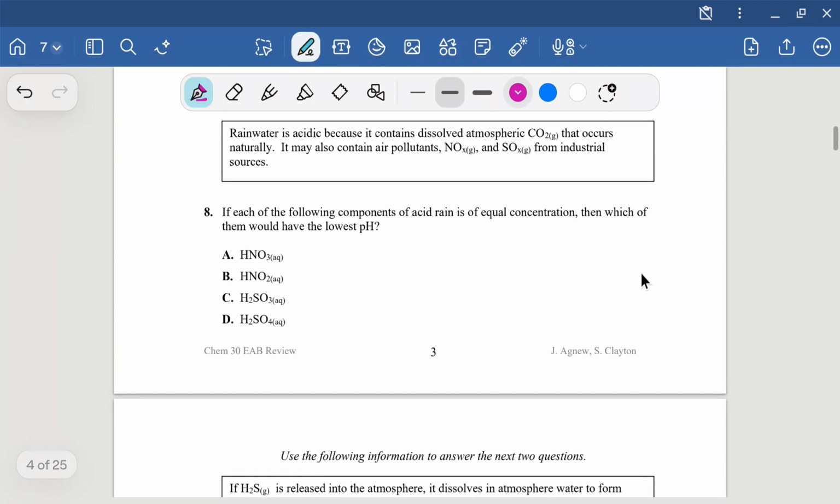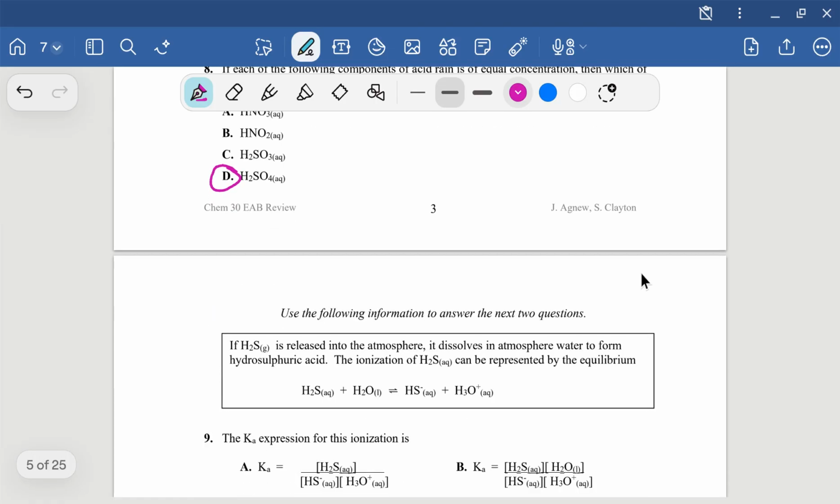Moving on to number 8, if the following components of acid rain are of equal concentration, which of them would have the lowest pH? This is another question where, if you're the lowest pH, you are the most acidic. So if I look at pages 8-9 of my data booklet and I want to see which one is my strongest acid, it's going to be D.